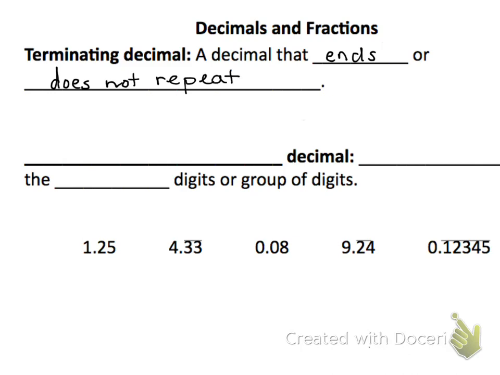These are examples of terminating decimals: 3.2 or 0.25. Any decimal that ends or does not repeat.